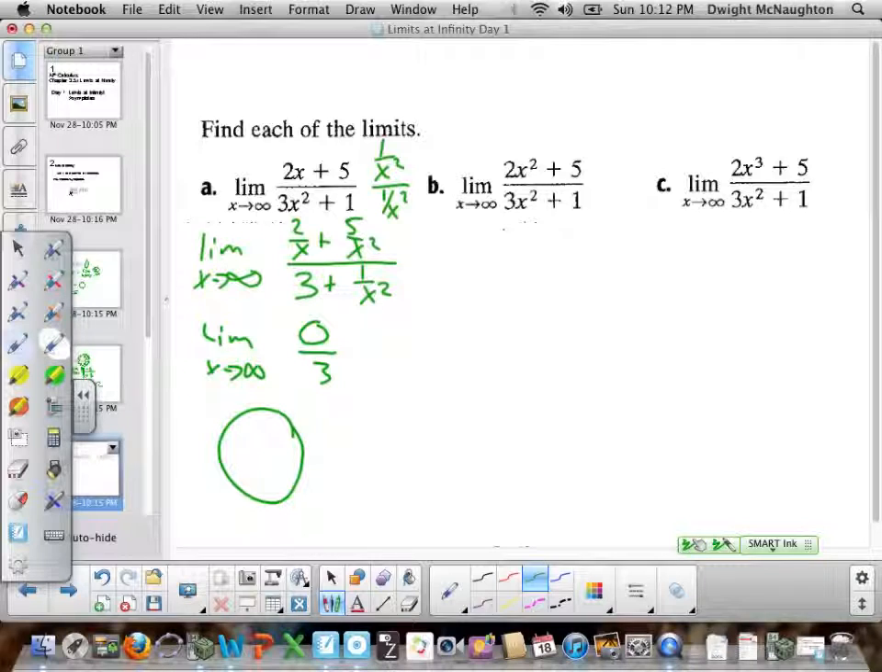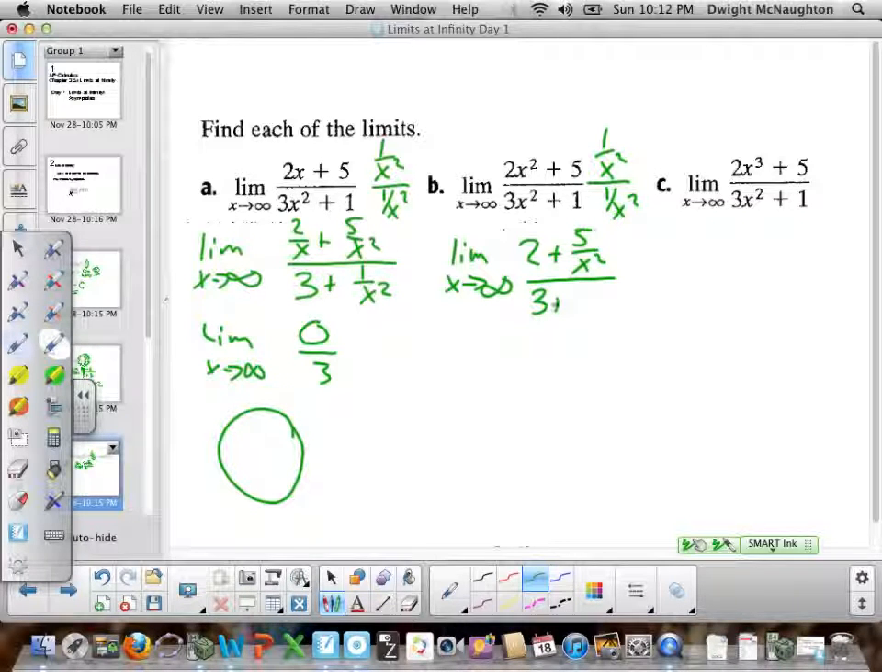And our next one, again, the highest power is x squared, so we'll do top and bottom, 1 over x squared. As we simplify that, in the numerator, 2x squared over x squared is 2 plus 5 over x squared. In the denominator, we got 3x squared over x squared is 3 plus 1 over x squared.